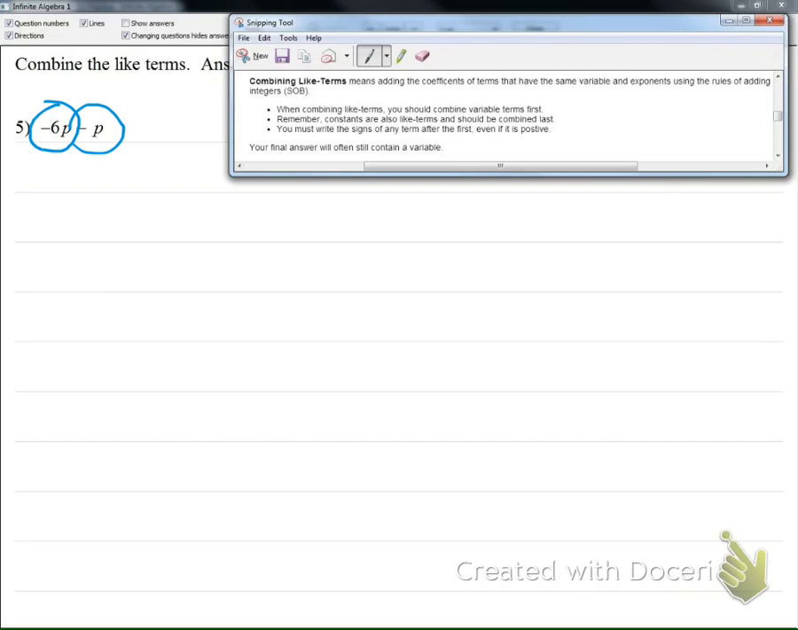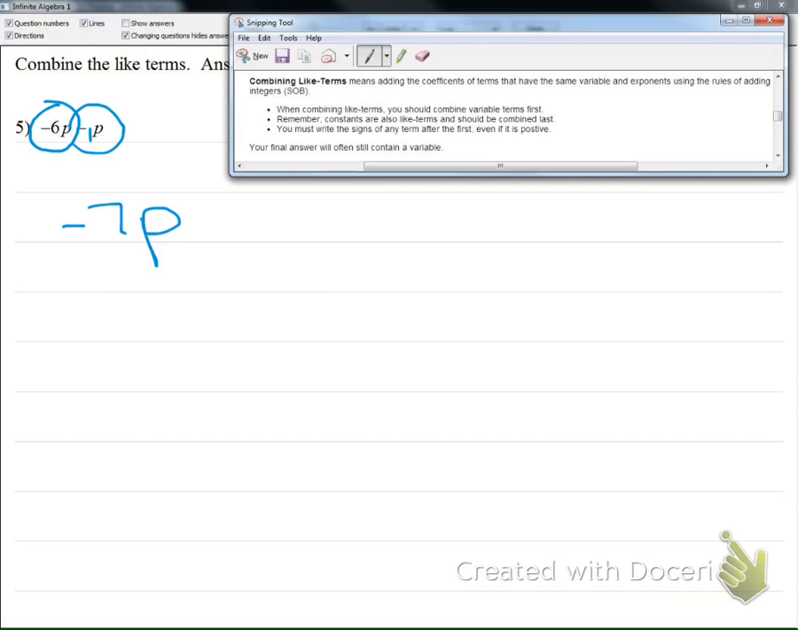Negative 6p and negative, that's a 1p. Negative and a negative. Don't say a negative times a negative. Don't say negative negative is a positive. Same signs, you have to add. 6 plus 1 is 7. And the bigger sign wins. They're both negative, so regardless it's going to be a negative 7p. So just one term is your final answer.